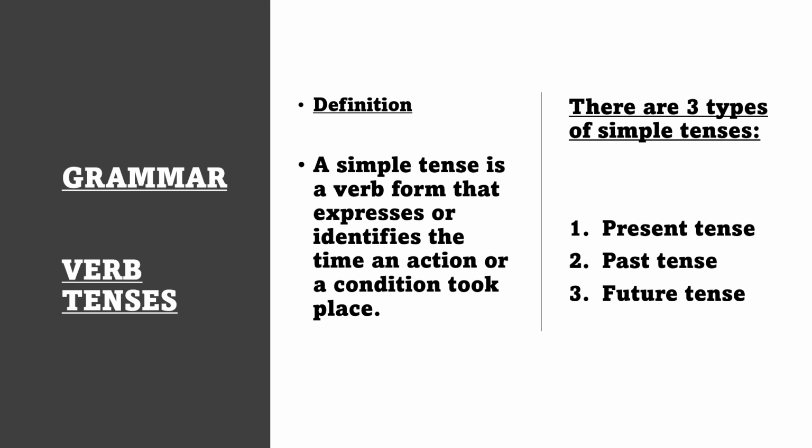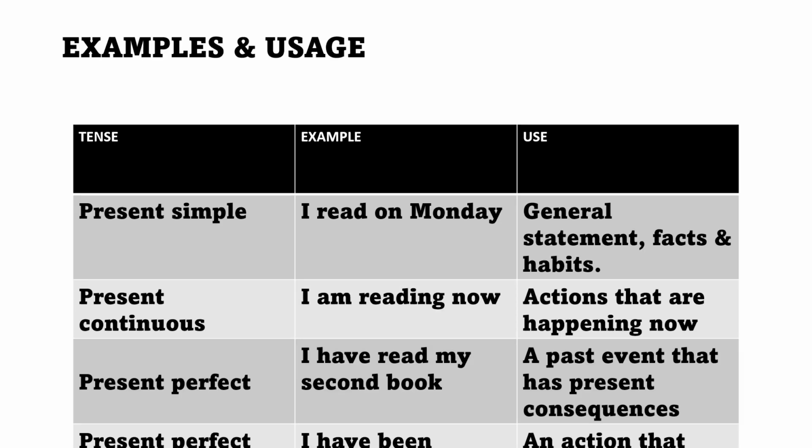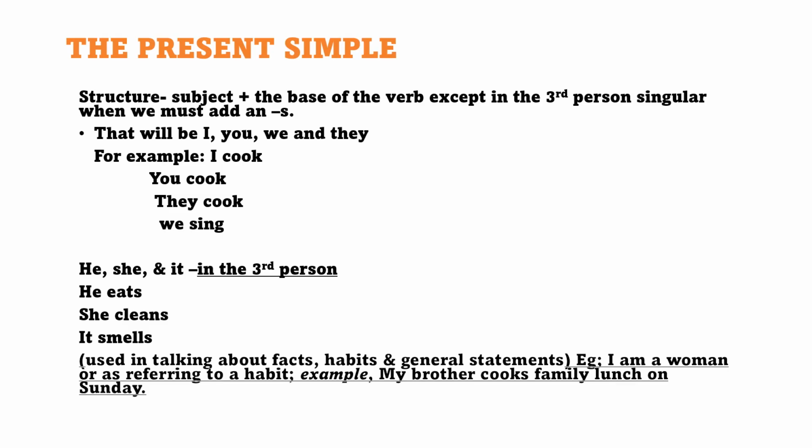There are three types of simple tenses: present tense, past tense, and future tense. So here also I have compiled a table with examples and uses. You can go back to it and start and practice on it as well.